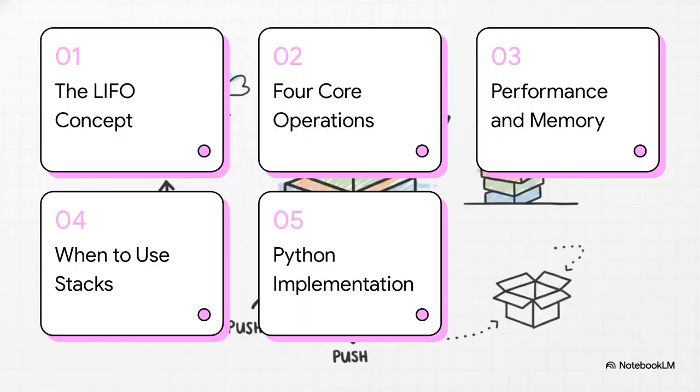Okay, so here's our roadmap for today's Explainer. First, we'll cover the LIFO concept. Then, the 4 core stack operations. After that, we'll look at speed and memory usage. Fourth, when to use stacks, and we'll wrap up with a Python stack implementation.